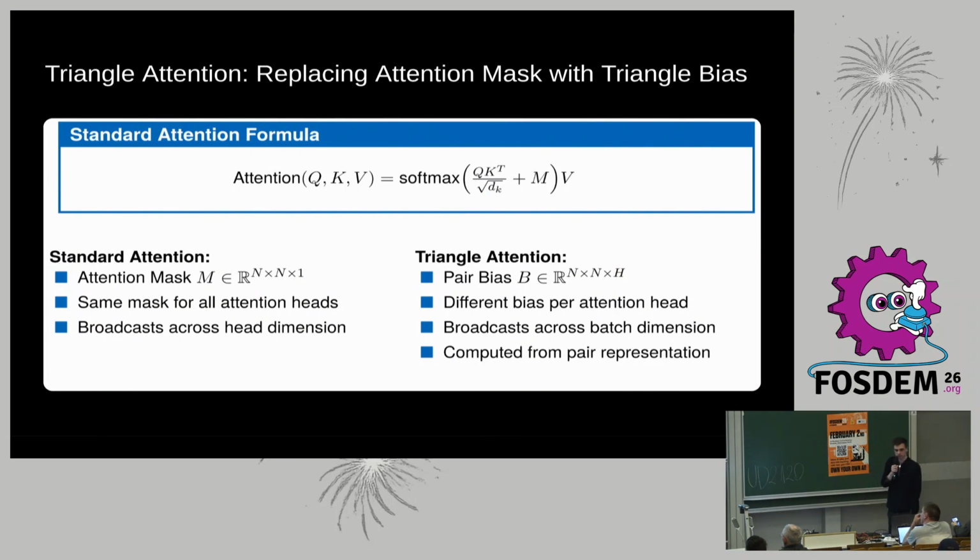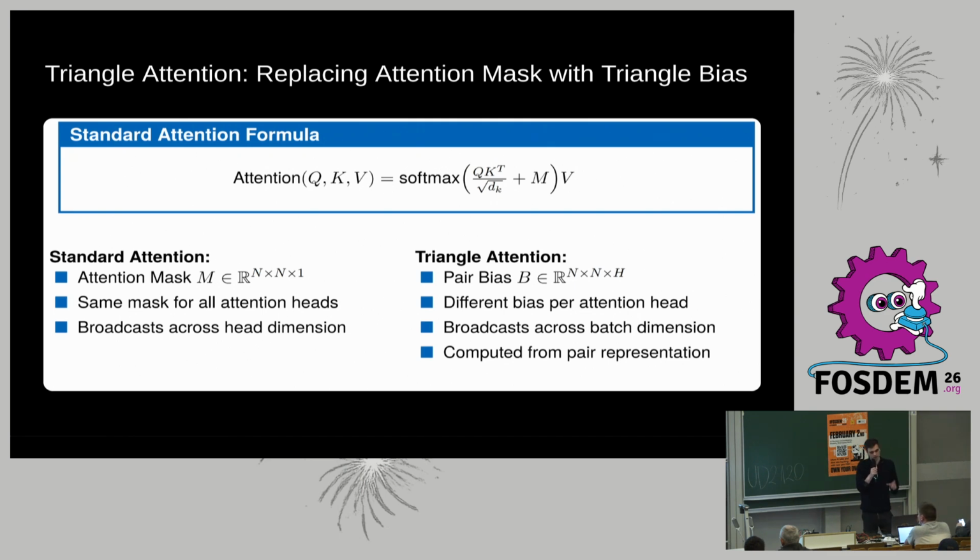And because triangular attention is one of the most interesting small modules, I just wanted to give briefly the idea how we used regular flash attention 2 for that. And we have here the standard attention formula, and in the standard attention formula we add an attention mask. And in triangle attention we just have to replace the attention mask with a triangle bias.